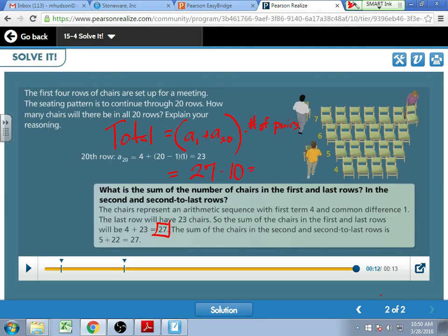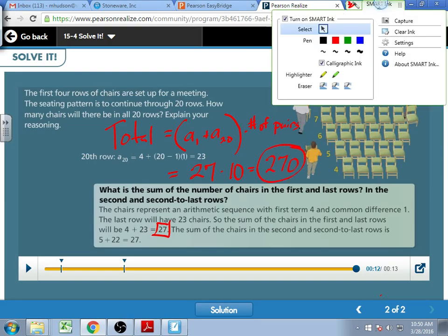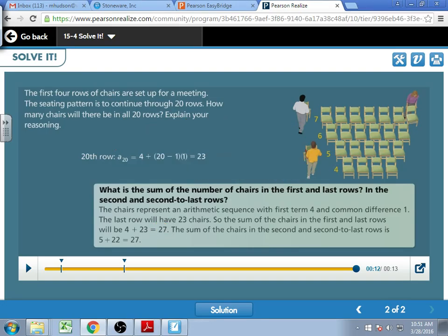How many seats do you need? 270. And if you did 4 plus 5 plus 6 plus 7 all the way up to 23, you'll get that value.